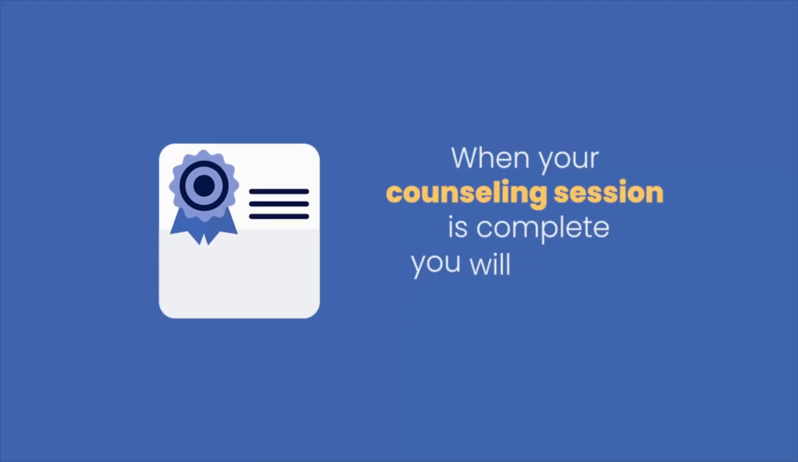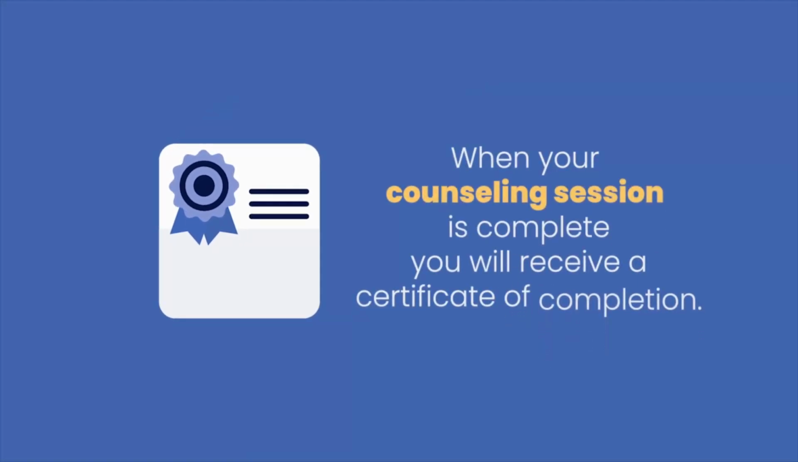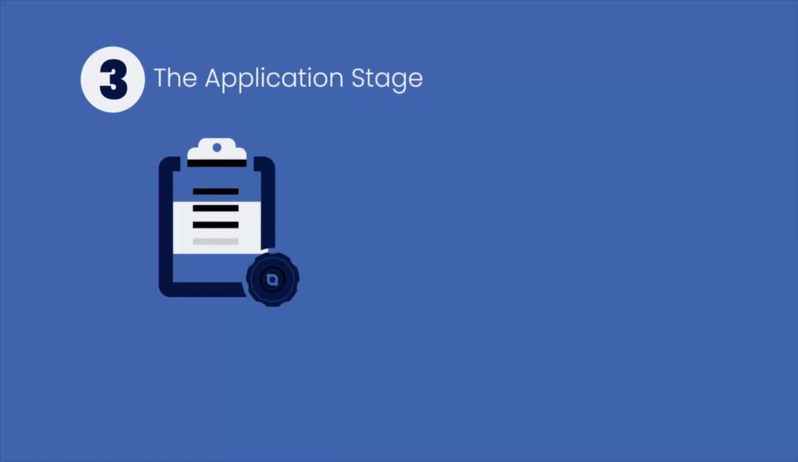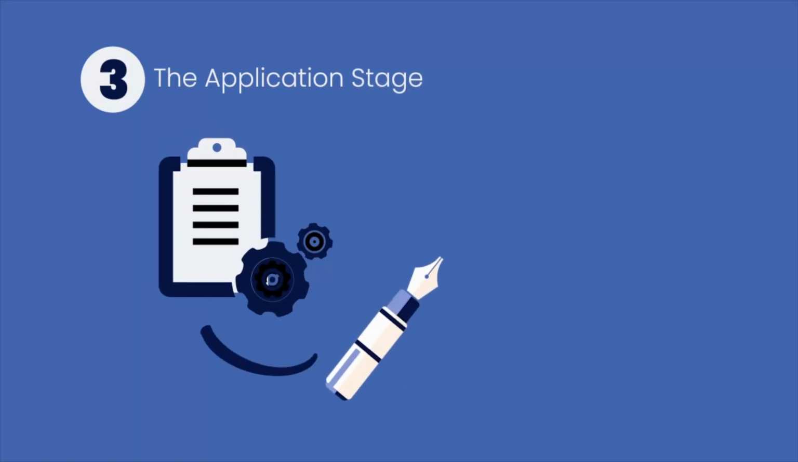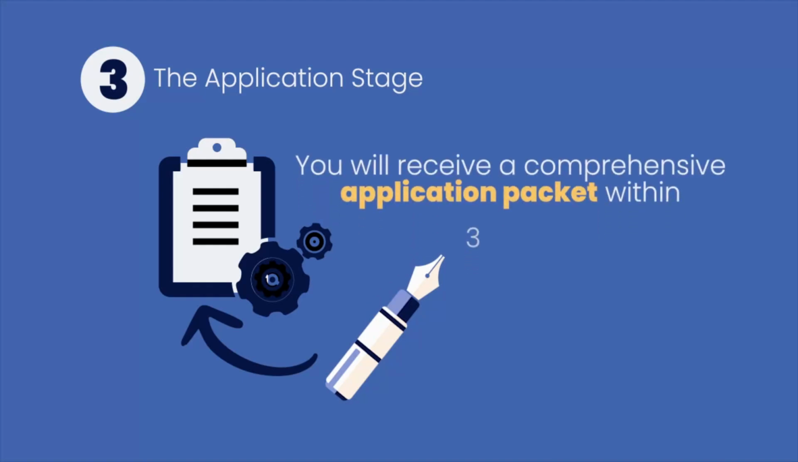When your session is complete, you will receive a certificate of completion, which is essential for proceeding to the next stage. With your counseling certificate, you'll move on to the application phase. This is where your loan originator collects necessary information and documents to complete your application. Expect to receive, either in person or via mail, a comprehensive application packet within 3 days of this step. The application can be a little intimidating for anyone not in the mortgage business, so please do not hesitate to ask any questions.